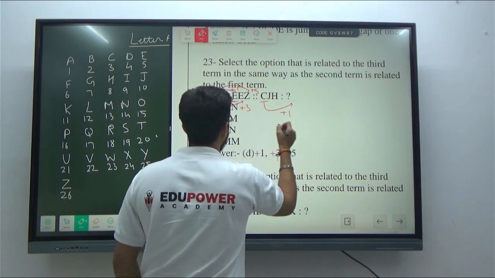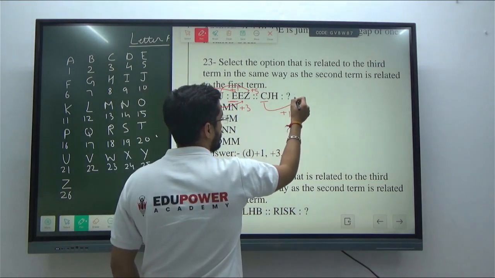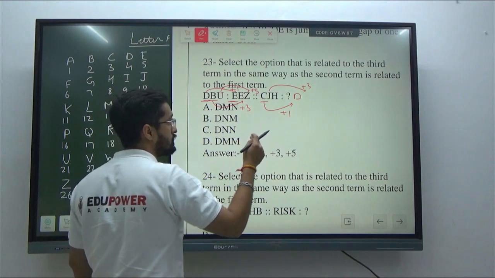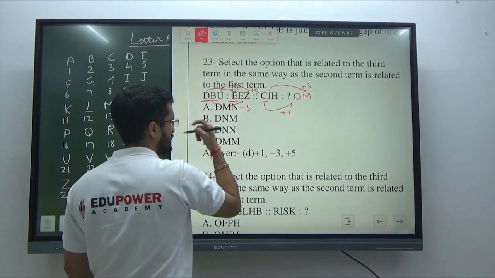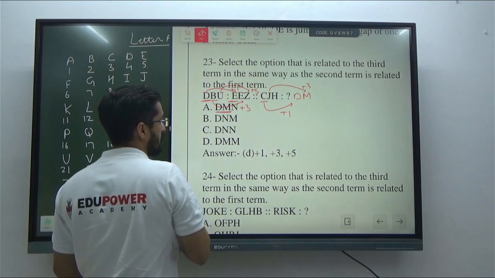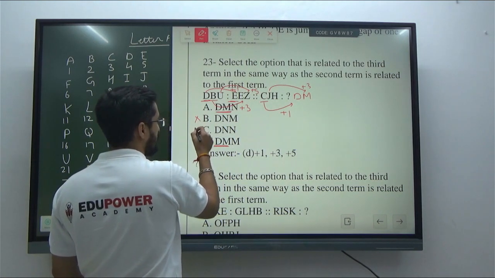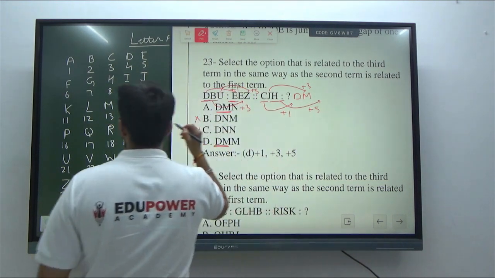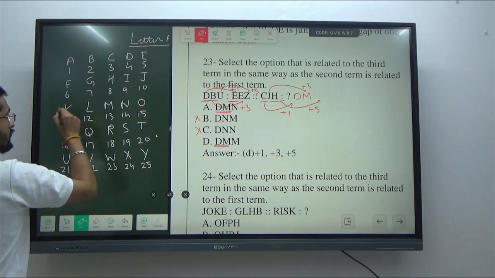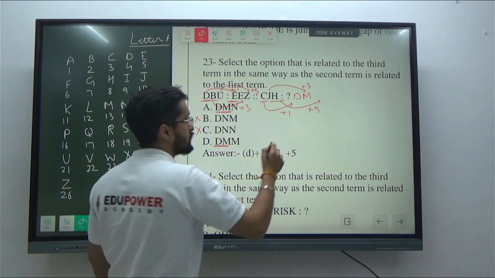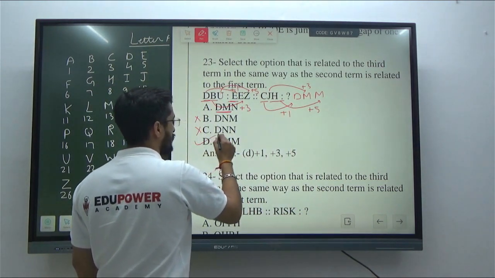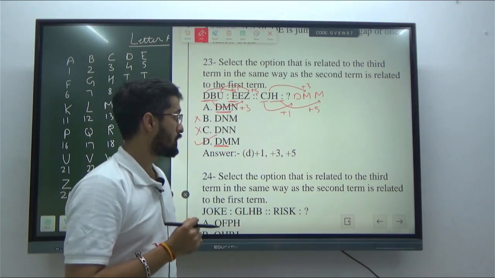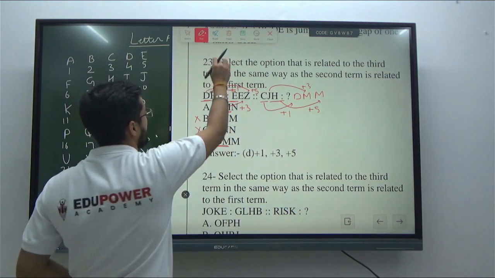From C, plus 1 gives D. From J, plus 3 gives KLM, M. So DM is the pattern; B is eliminated, C is eliminated. Next is H. From H, plus 5, what will it be? IJKLM. So again it should be DMM, so the answer is D, DMM. Moving on to the next question.